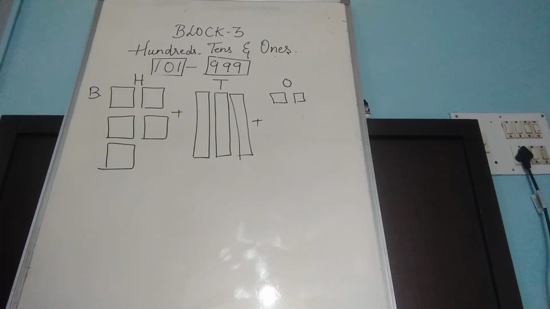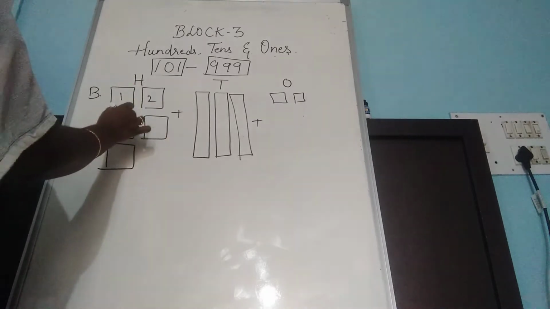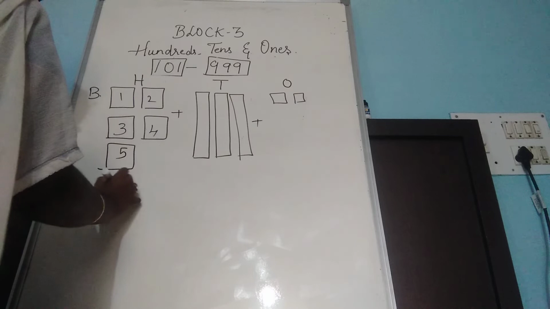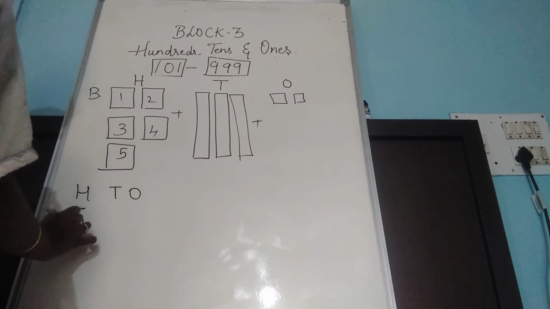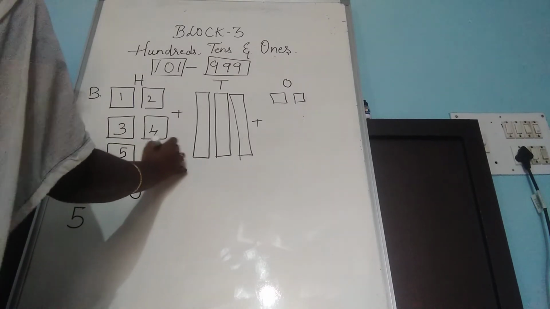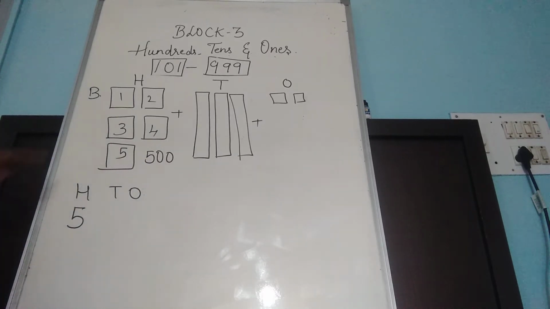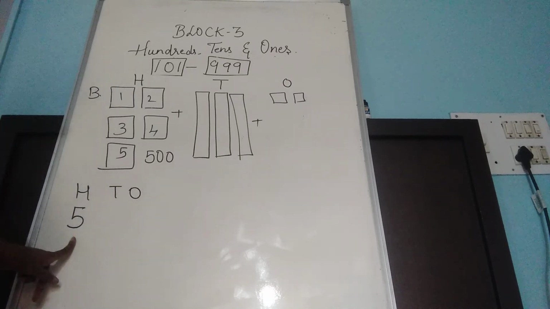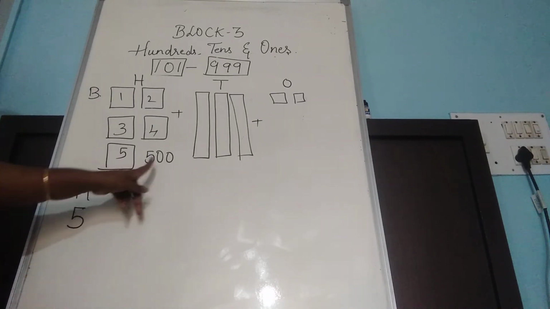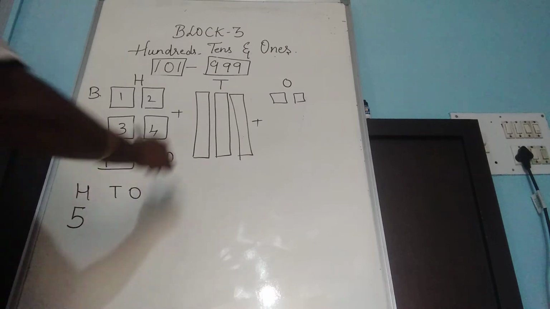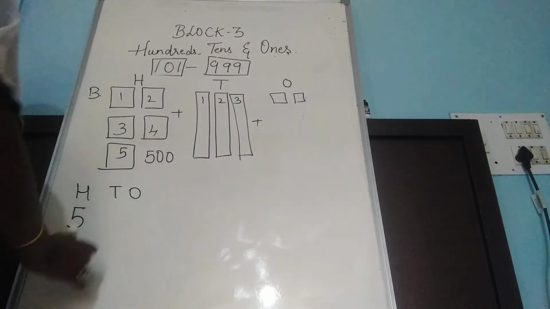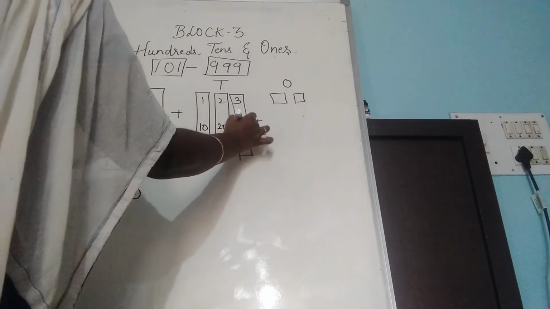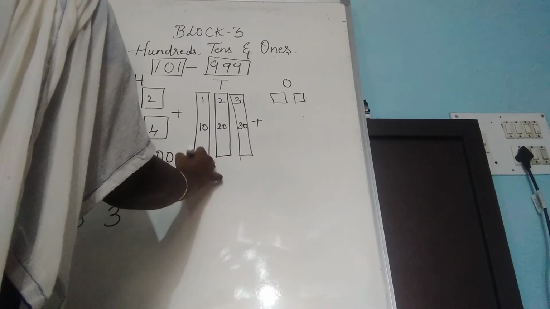How many hundreds are there? 1, 2, 3, 4, 5. So in HTO, my hundreds column is 5. What is the value here? It is 500. In the hundreds place, we will write 5, and the value for this is 500. In the tens place, 1, 2, 3. So there are 3 tens. 3 tens means 10, 20, 30. So what is the value of tens? It is 30.